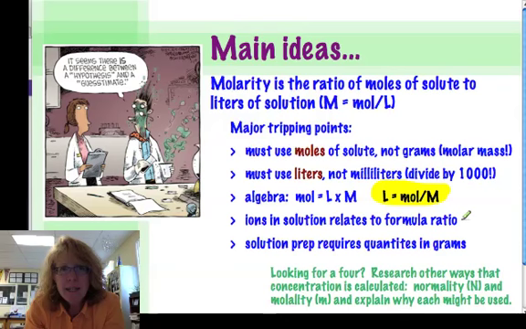So there you go. Last couple things, if you're looking for a 4, there are some other ways that we can calculate solution concentrations called normality and molality. They're closely related. They're not quite as common, but you can look those up and tell me under what kind of circumstances those 2 kinds of things might be used. So there you go, your basic ideas about molarity, calculating solution concentrations, ion concentrations, and solution preparation.